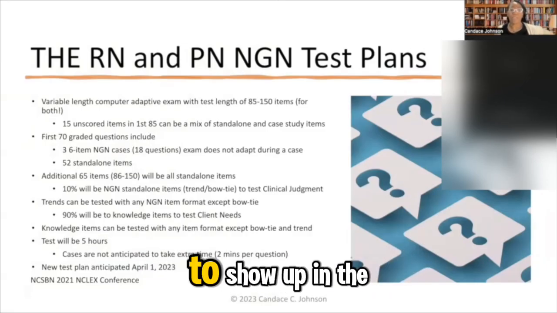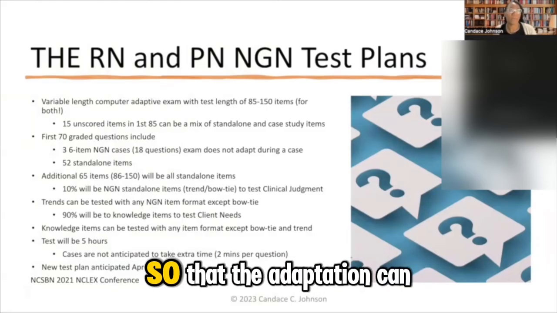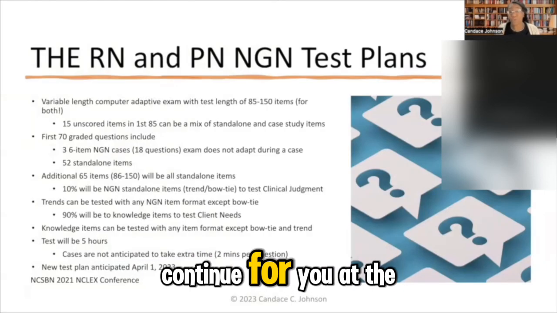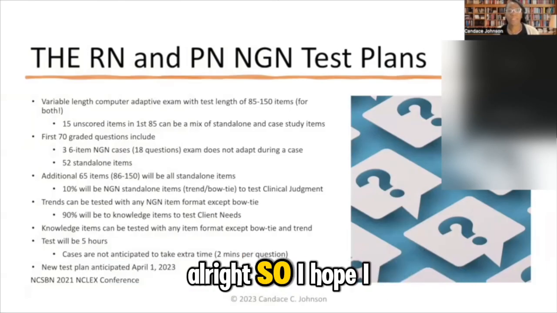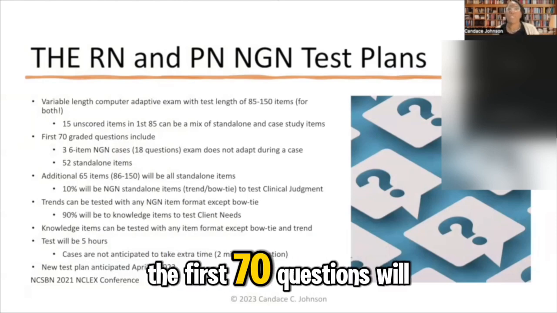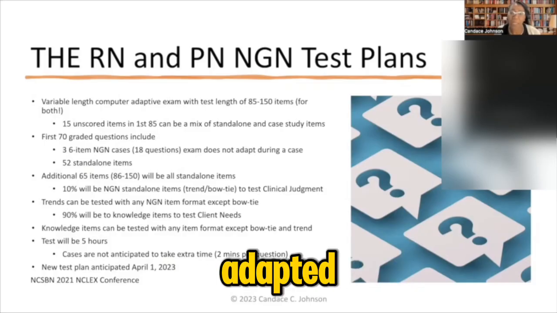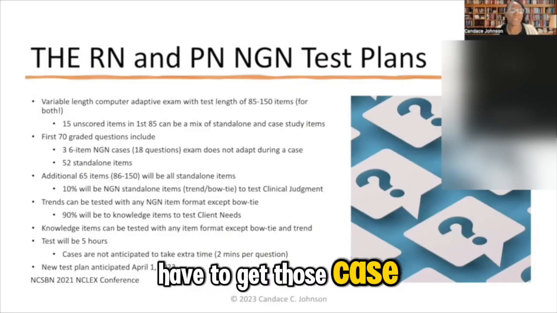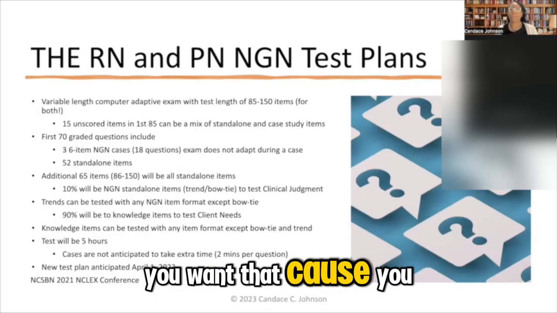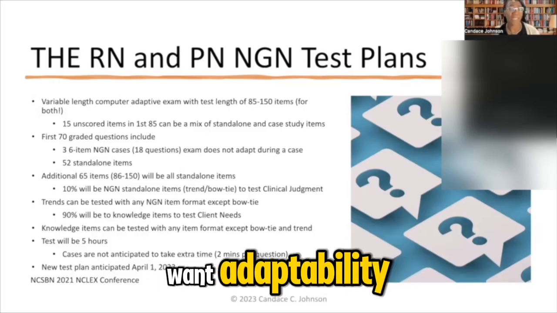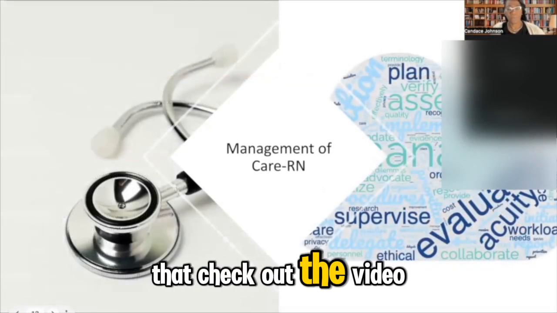So the case studies have to show up in the first 70 graded questions so they can get them out of the way, so that the adaptation can continue for you at the end of your test, because that's where you're going to need the most adaptation and help. I hope I didn't mix you up there. The first 70 questions will be adapted, but case studies are not adapted. So for that reason, you have to get those case studies out of the way in the first 70 questions. You want that because you want adaptability. For more on that, check out the video.